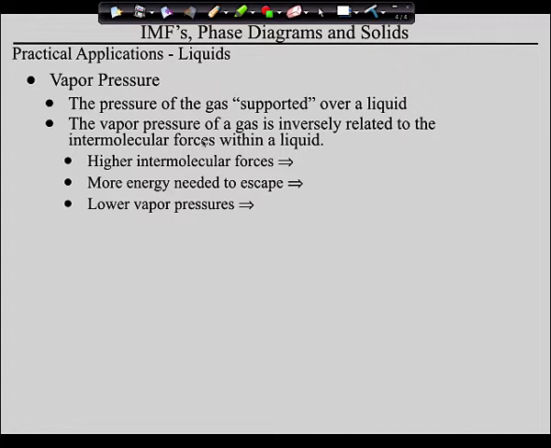It'll be higher. Yeah, so guys, the relationship here then is that these things have higher boiling points. So you don't have to go through vapor pressure to get to boiling point, but that will always be true. Substances that have low vapor pressures will have high boiling points.